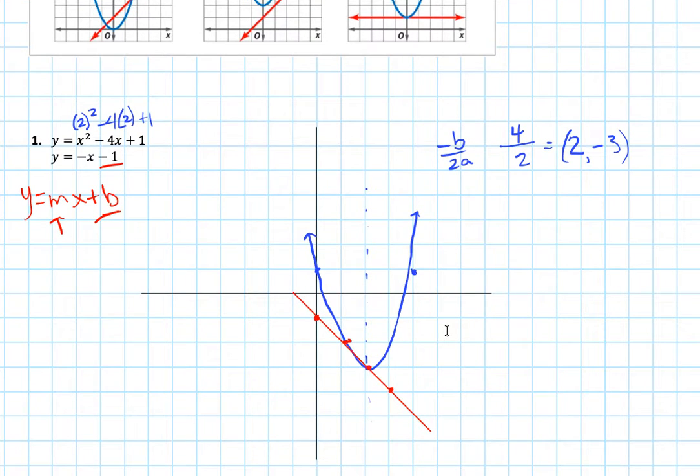And if you look closely, I don't imagine because I can't draw very well, but it looks like it's going to hit right here and right here. So those should be my two solutions. So I have 1, negative 2, and I have 2, negative 3.